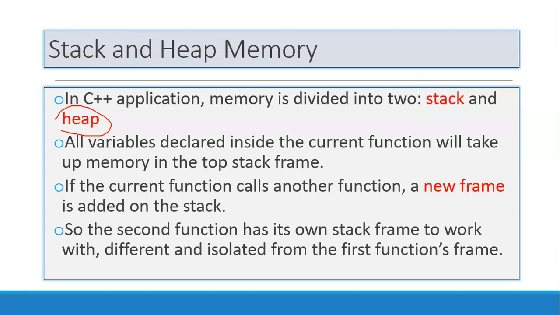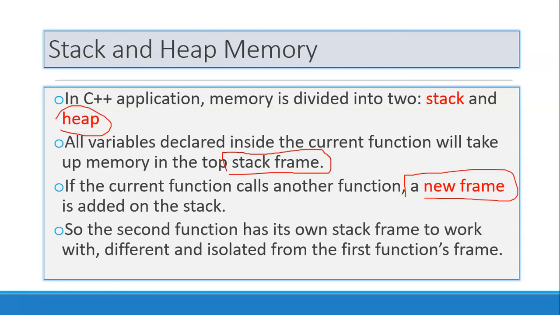So you deallocate. All the variables declared inside the current function will take up memory in the stack frame. So this is what we've been doing. If we have declared any variable, that variable is in the stack frame, and it will take some memory in that stack frame. If a current function calls another function, a new frame is created. So there will be a frame for each chain of calls. If one function calls another, then we have one frame here and another frame there.